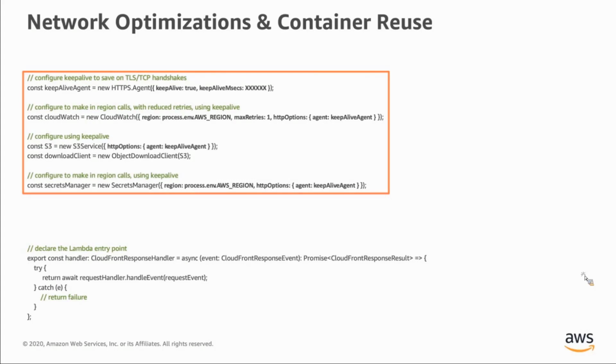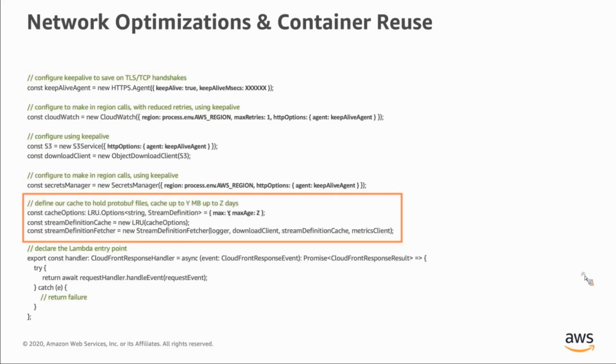And in addition, here's where we implemented an LRU cache to keep our protobuf files cached in memory inside of the Lambda container. And we used an LRU cache to make sure the most popular content was available in this cache, so more of our user base could enjoy better performance.